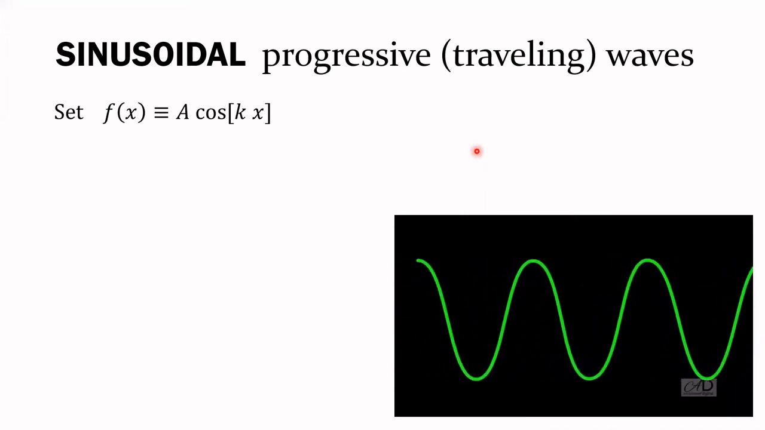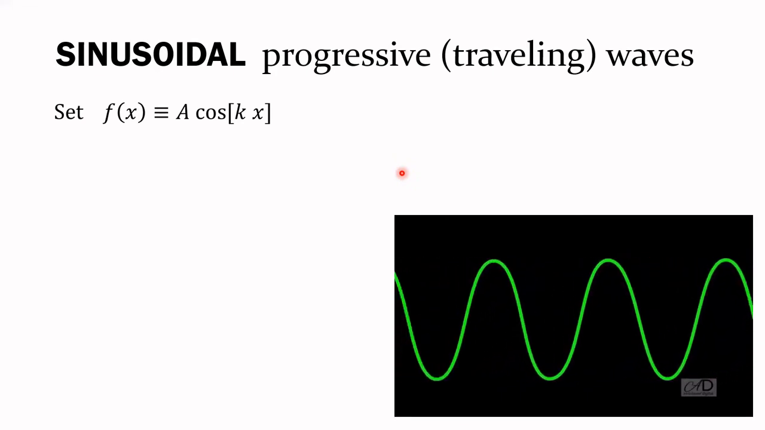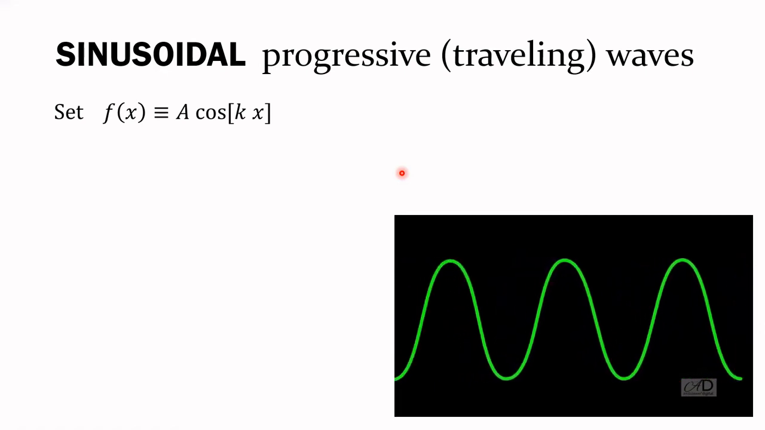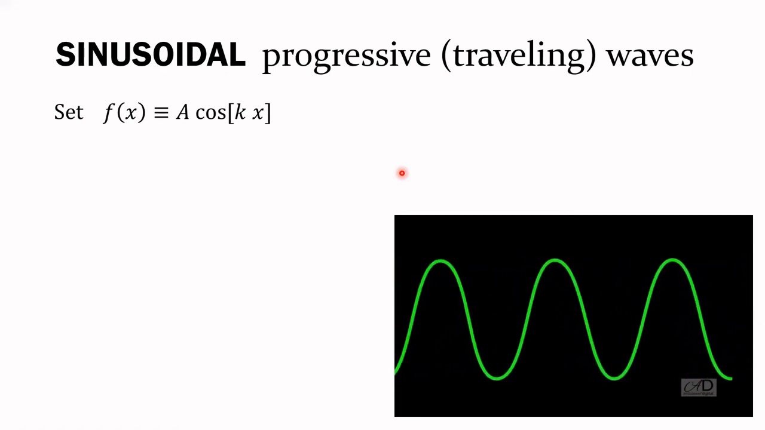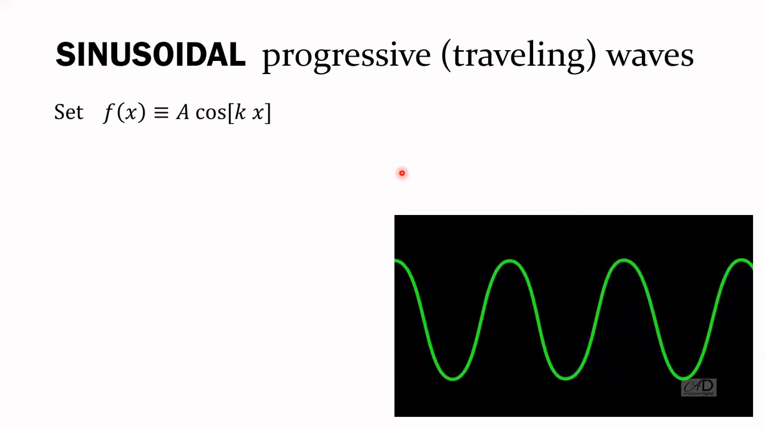Isn't that a nice little GIF in the corner there? So the most important type of traveling wave that we'll talk about, the primordial, archetypal, quintessential, I'm running out of words here, traveling wave would be the sinusoidal wave.